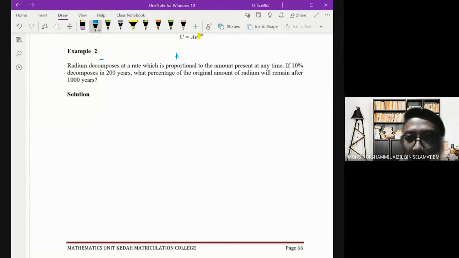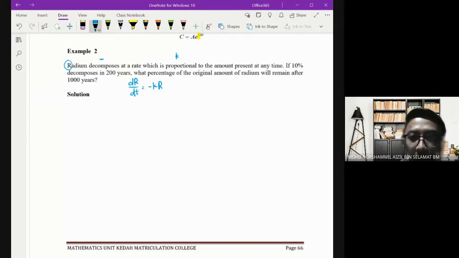So kalau kita nak let sekarang ni kita pakai R lah. R stands for radium. So kita boleh tulis dR over dt will be negative K R, big R. Negative for decompose. Proportional maksudnya K lah. Kalau inversely proportional, 1 over K kan. Okay.